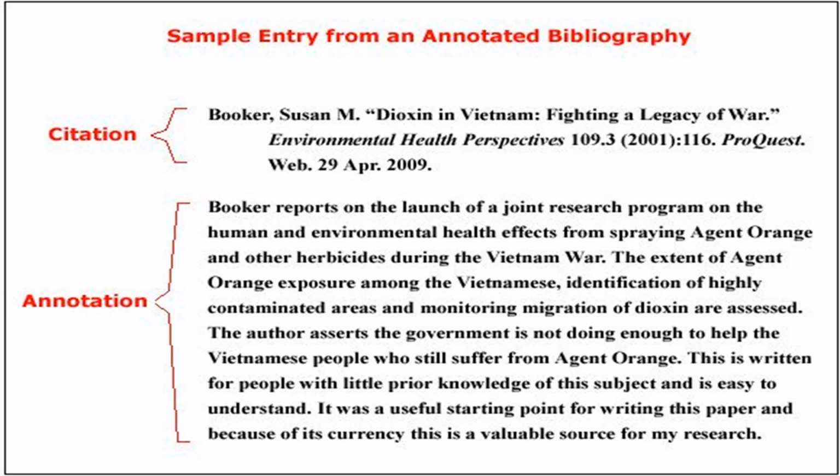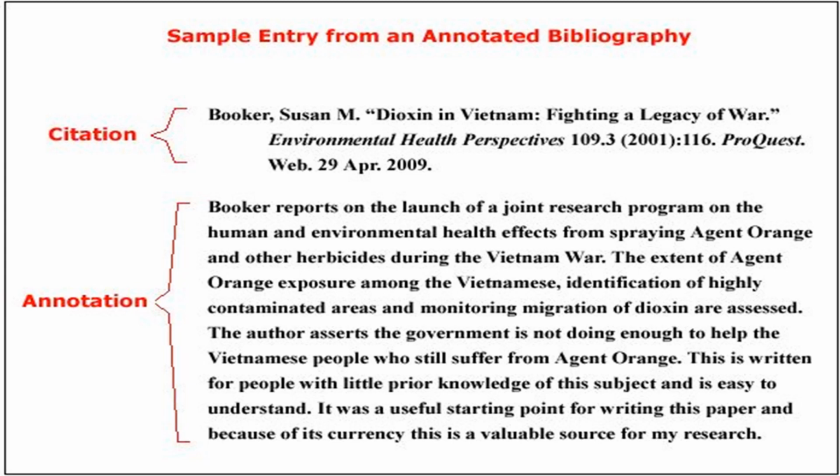Now the summary talks about what the reference is all about. So in this example, Booker reports of a joint research program about the effects of spraying Agent Orange and other herbicides during the Vietnam War. Now that is the main idea of the reference.